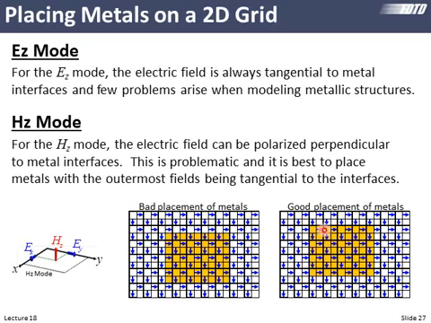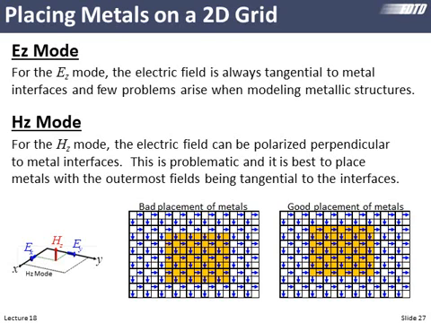Notice the field components immediately inside the metal are tangential. Likewise, they're tangential here, they're tangential here, they're tangential here. This is a much better placement for the metals on a grid. We'll be able to get away with a much more coarse grid placing it this way.